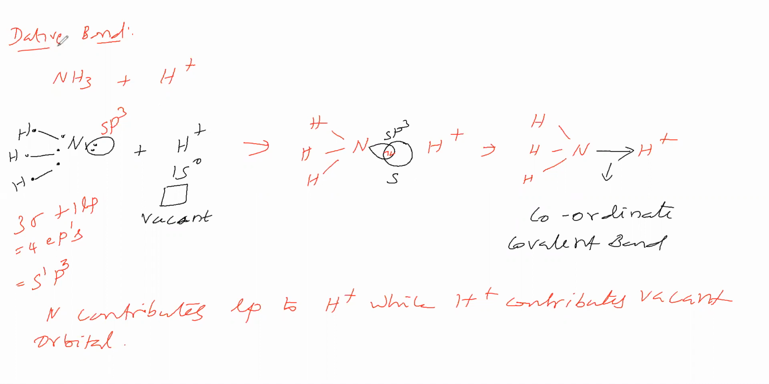In the sense, dative bond set. Now in this one, how the bonds are there? These 3 bonds are normal covalent bonds, whereas this is a coordinate covalent bond. That means, will these 3 bonds have the same nature or different nature? How do we know it?